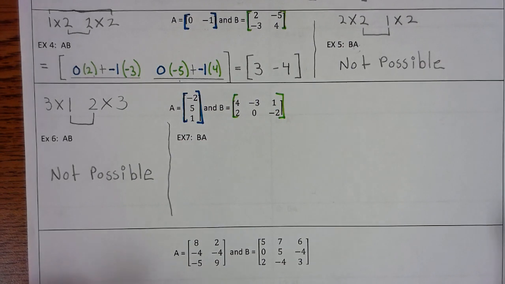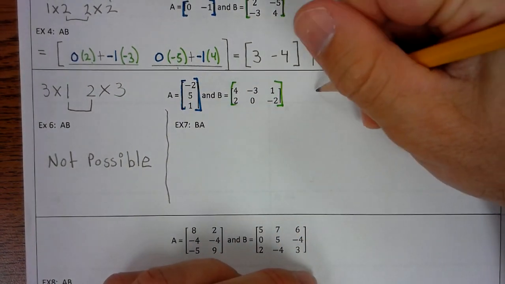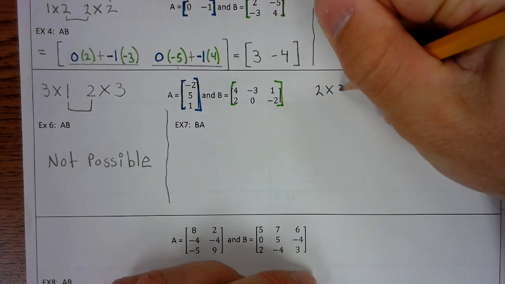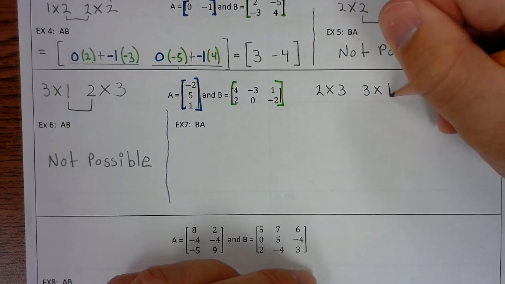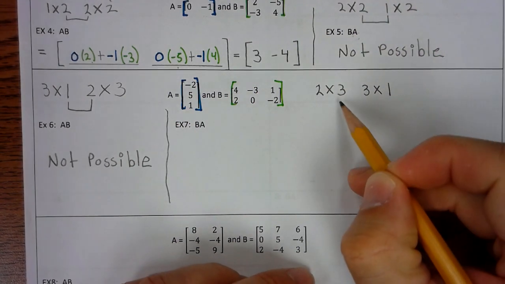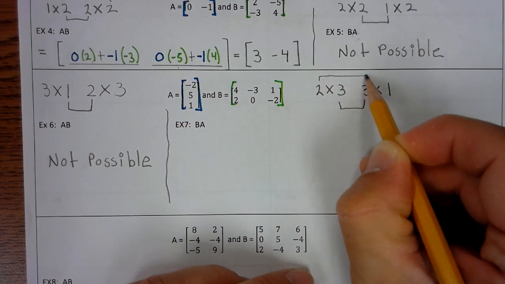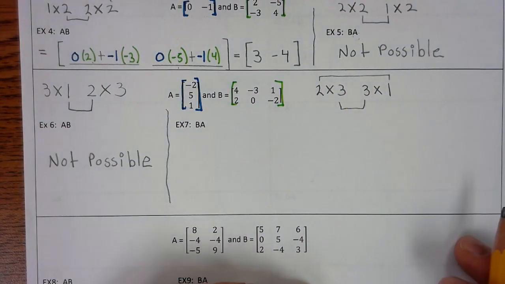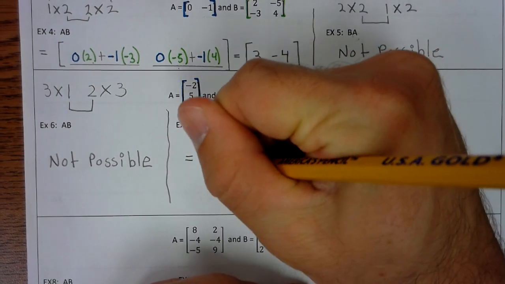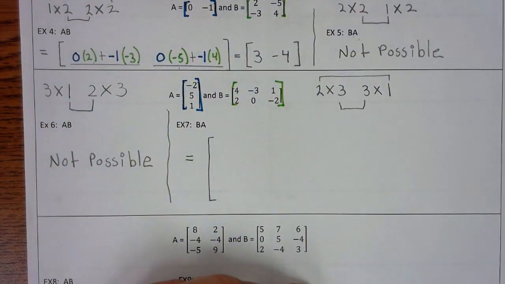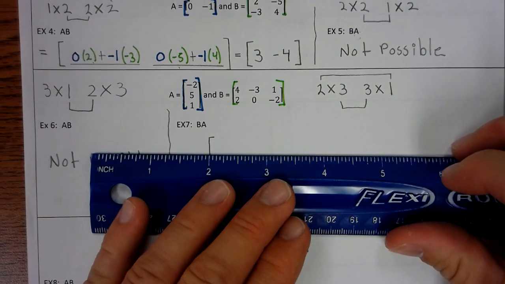All right, so let's now look at B times A. So B is a 2 by 3, and A is a 3 by 1. The first thing we check is to see if these match, and they do. So the end result is going to be a 2 by 1 matrix. So it's going to have 2 rows, 1 column.